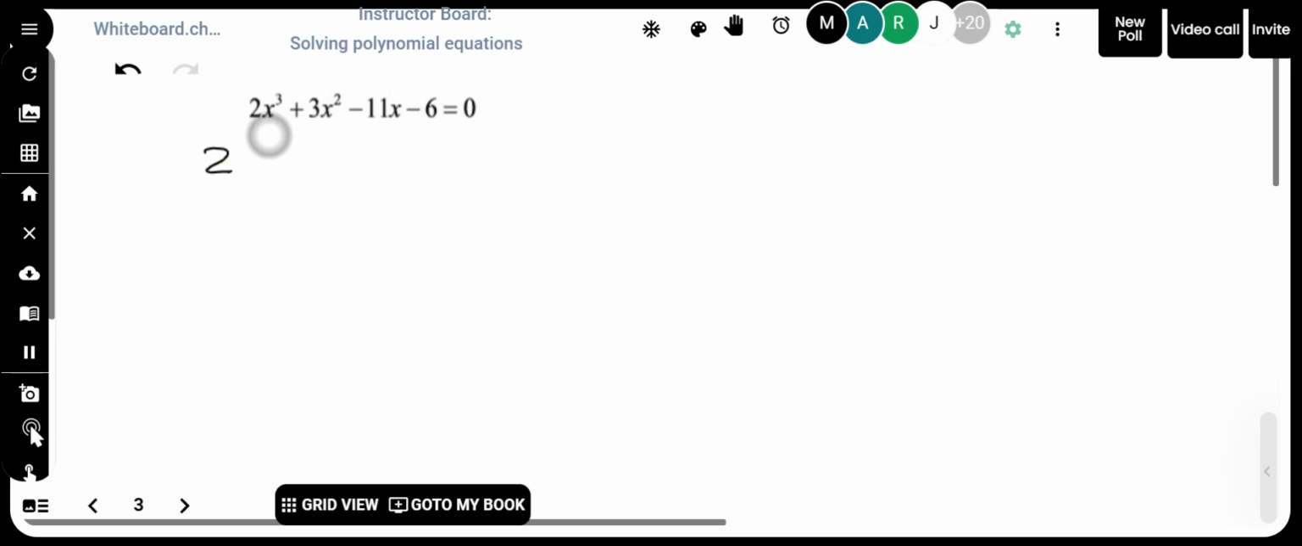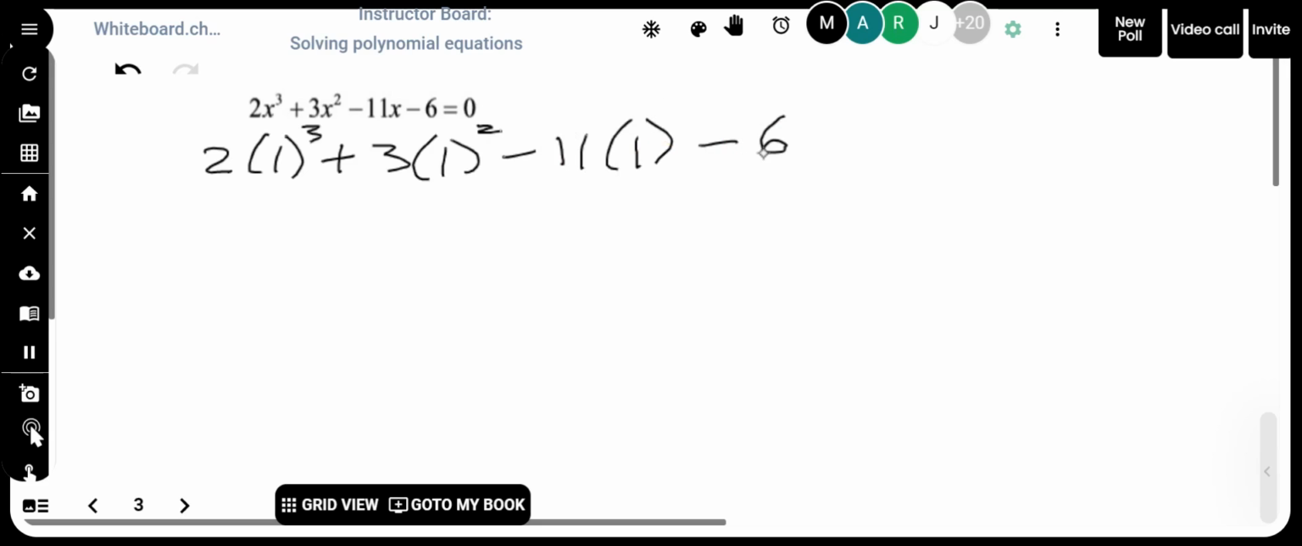So it's going to be 2 times 1 cubed plus 3 times 1 squared minus 11 times 1 minus 6. All right, so let's see if we're lucky now. Of course, the result of this should be equal to 0 if this is going to work. So this is putting 1 in everywhere we had an x. So this is 2, this is plus 3, this is minus 11, this is minus 6. Clearly, we're out of luck on 1.